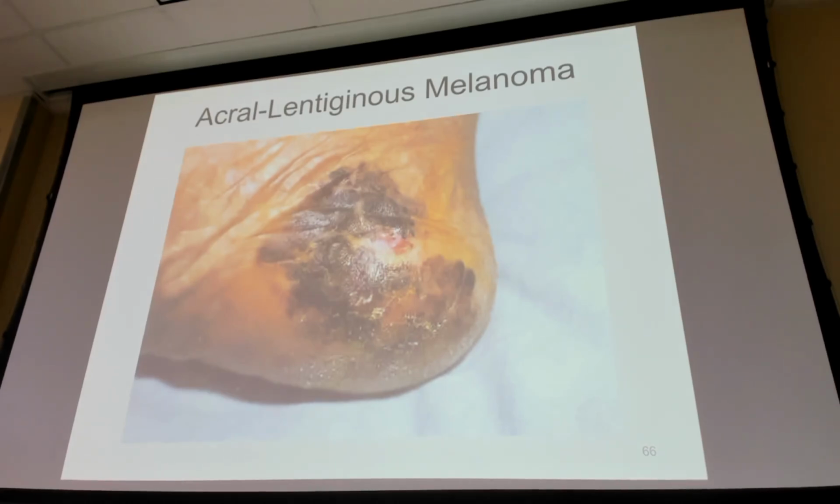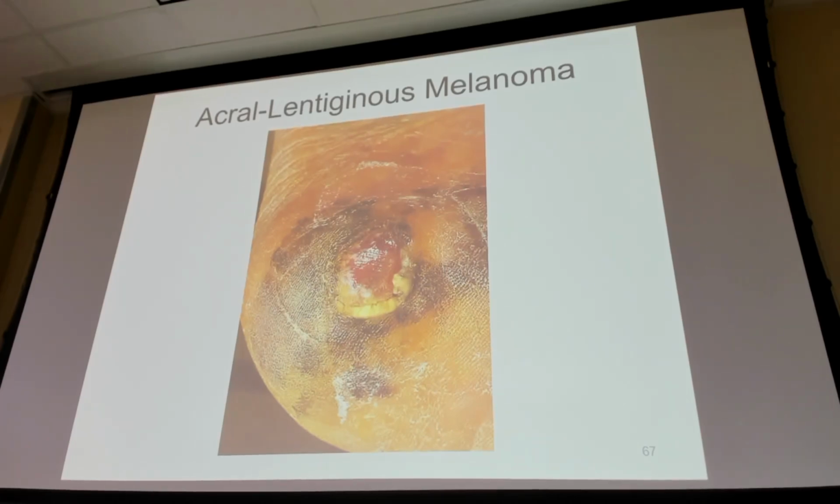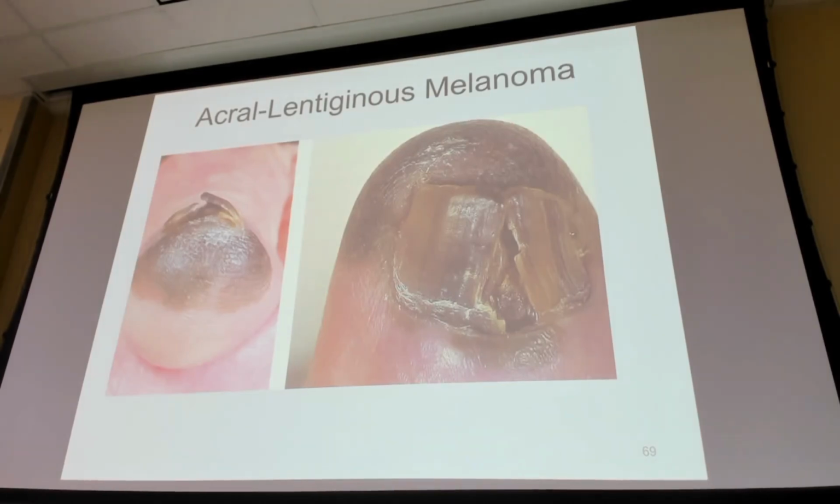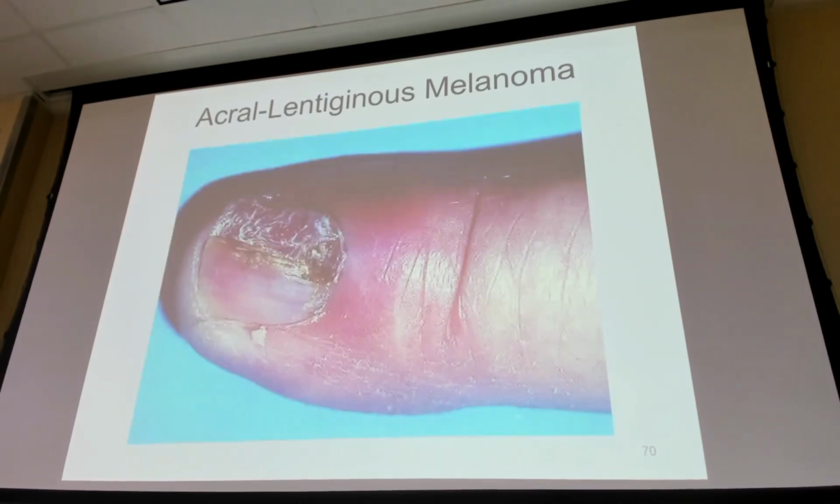That ankle area, that's probably been there for a while. Again, that's why the prognosis is not good. Nails, again. So those are the 4 types of melanoma.